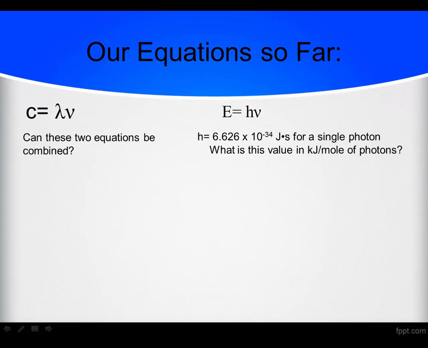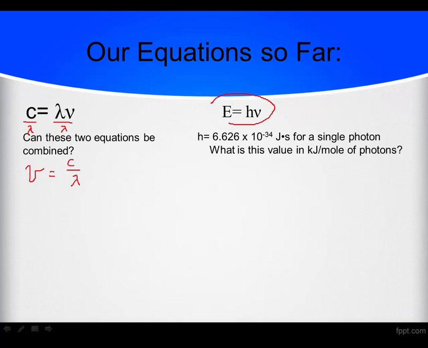So far, these are our only equations: c equals lambda nu and E equals h nu. You can solve absolutely everything with only these two equations, but we can complicate things. We can say, hey, I could rewrite this equation to solve it for nu. I could say that nu is c over lambda.